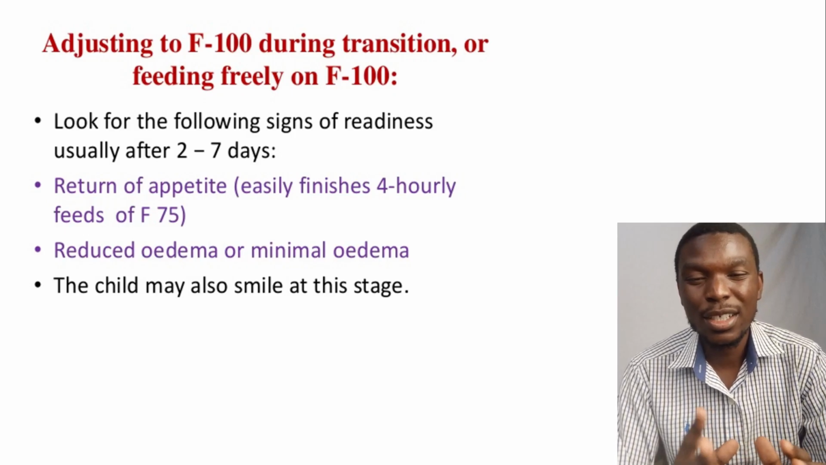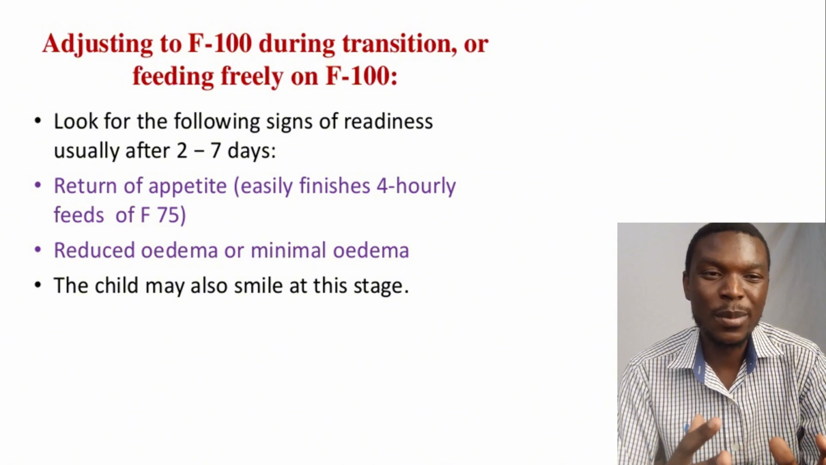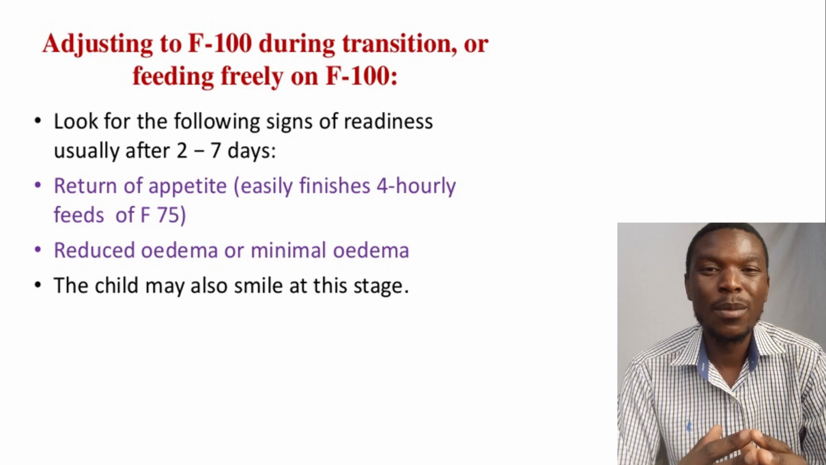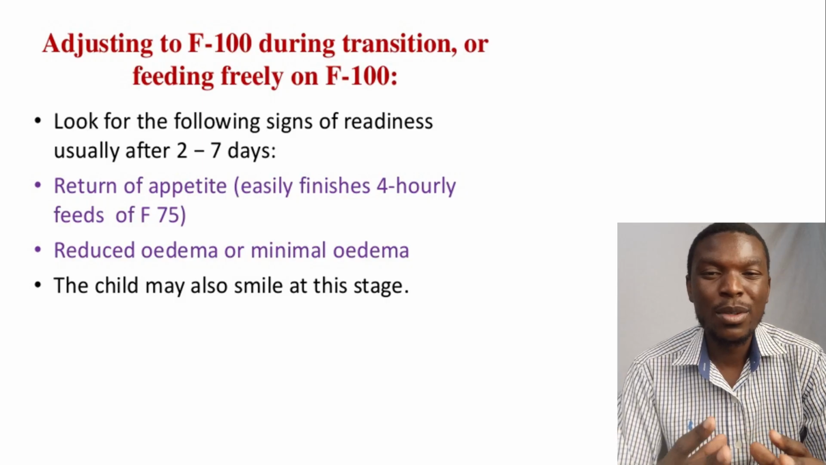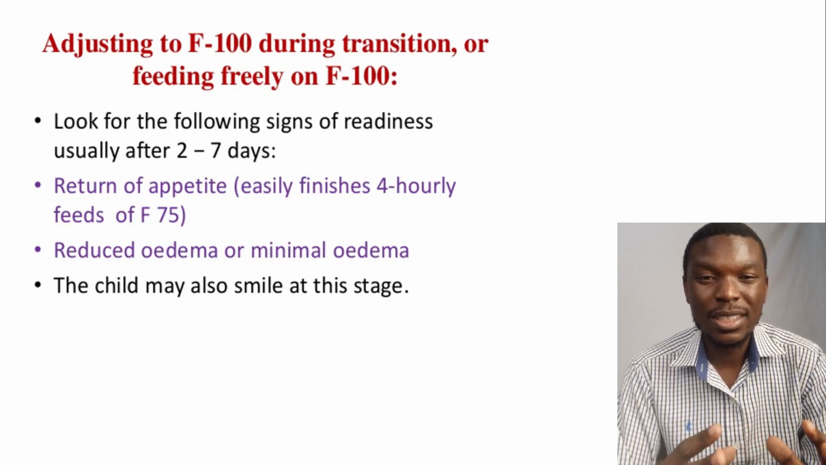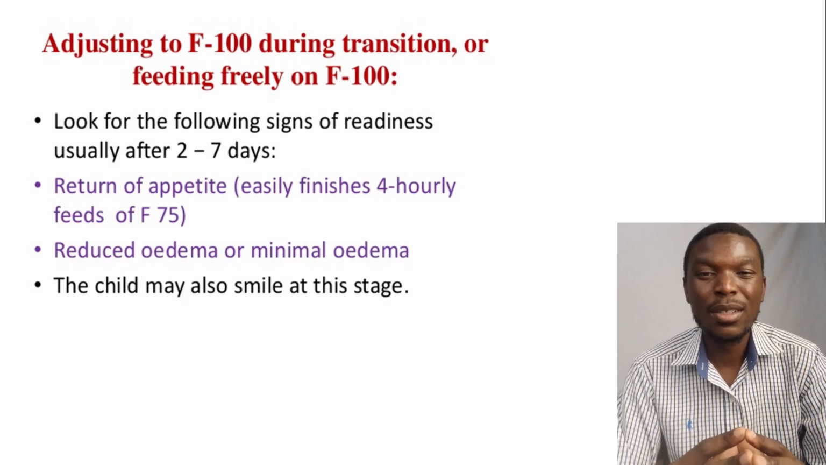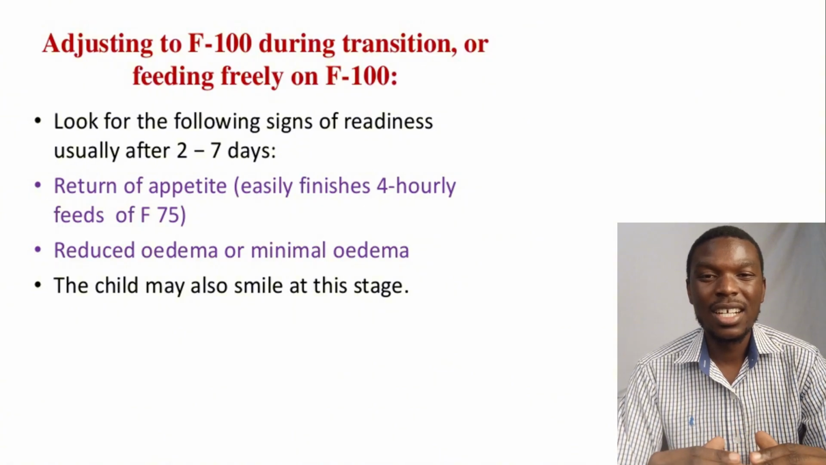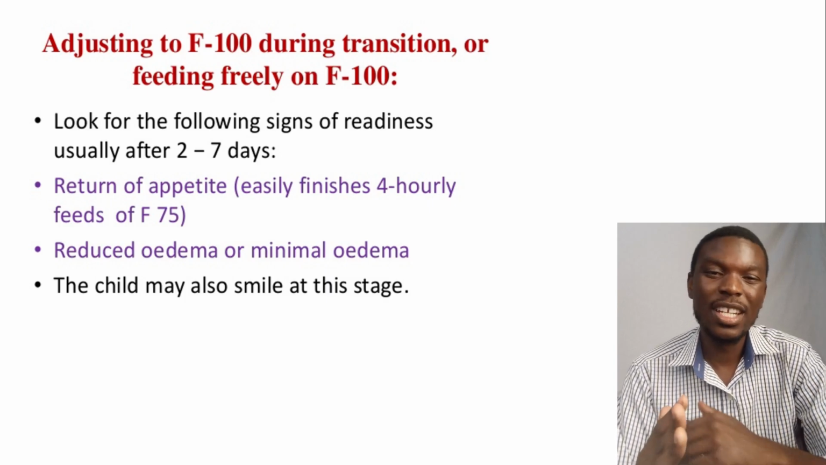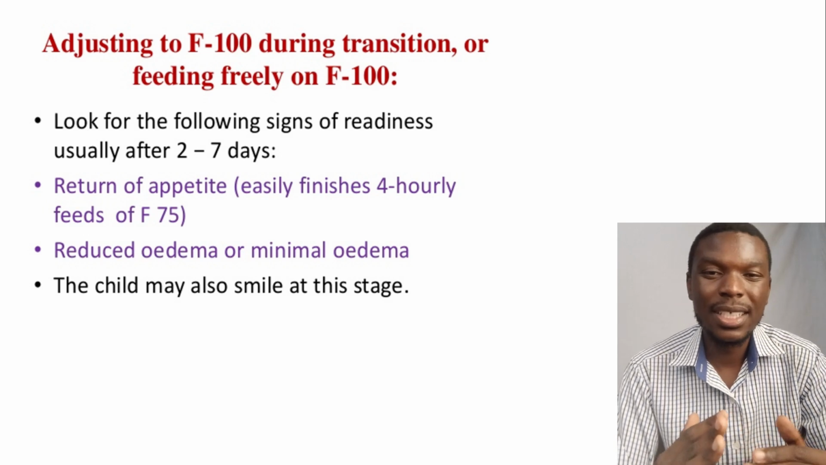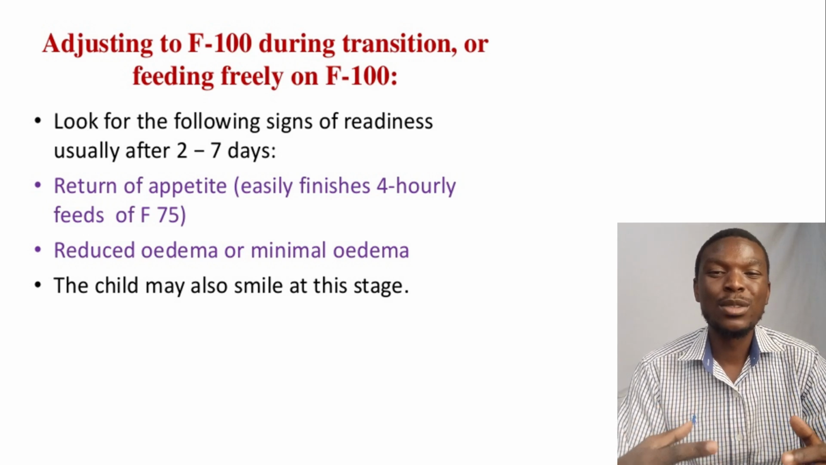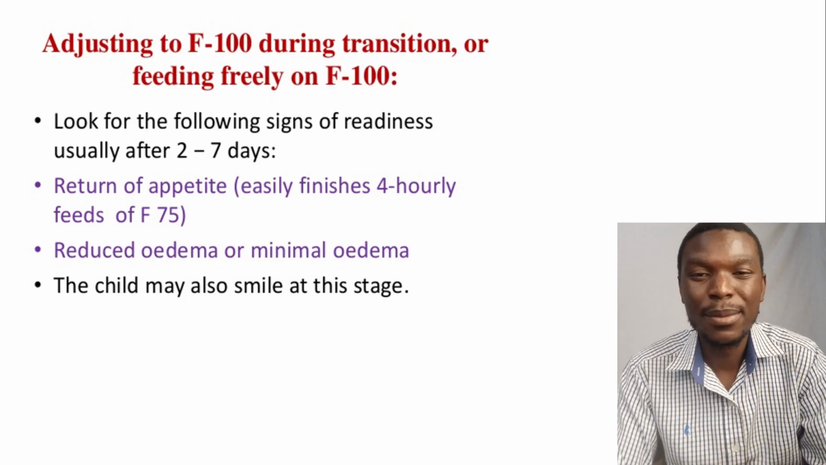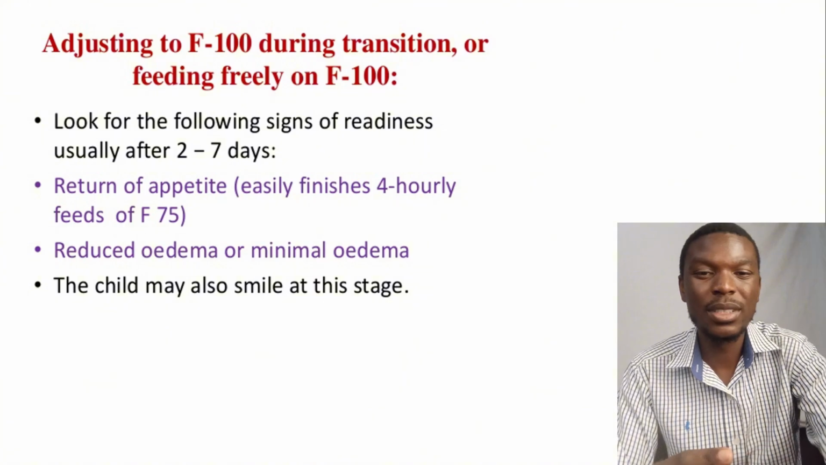So during this period, the child will even show some improvement. The child will be able to smile, be more active, able to engage with the people around. Because remember, this 2 to 7 days, so this first week, you are giving this child enough energy. So now the body is functioning better than before. So you're going to see some improvement. Then you can now change to F100 so that you can now build the muscles, supply more energy for this growth and repair of the body.